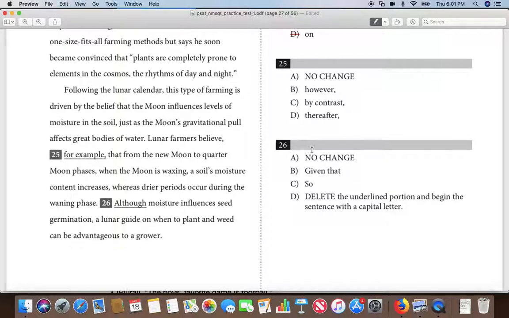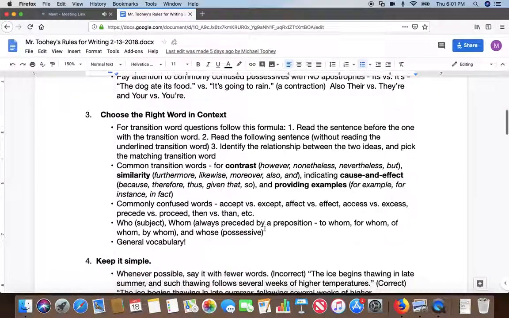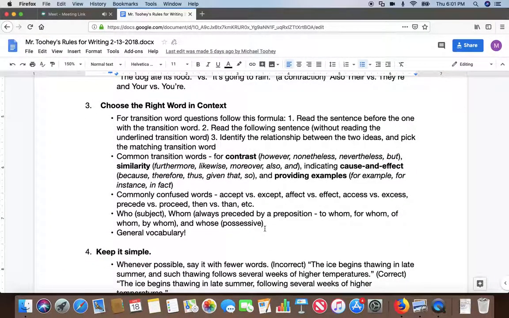So, do you know what rule they're testing us on here for number 25? Lunar farmers believe, for example. I'm not sure we've done one of these yet. This is choosing the right word in context, rule number 3. This is a transition words question.